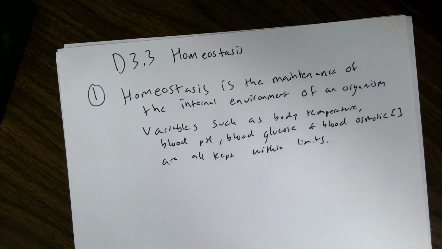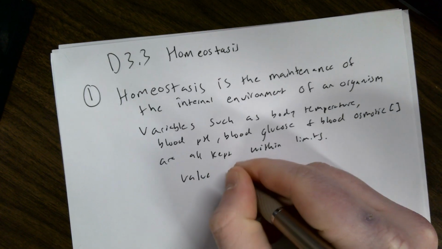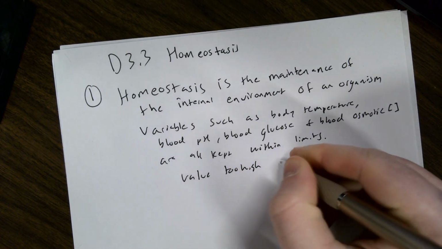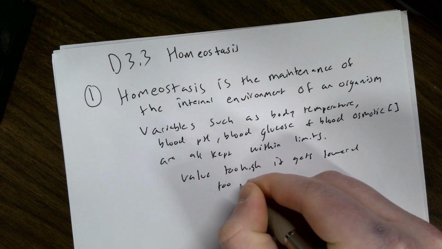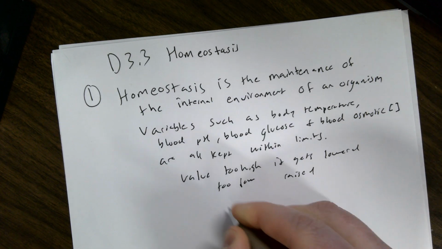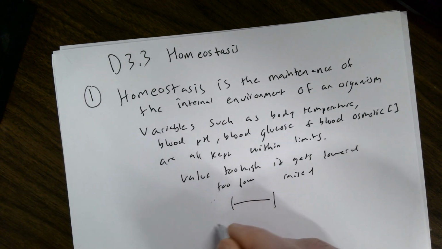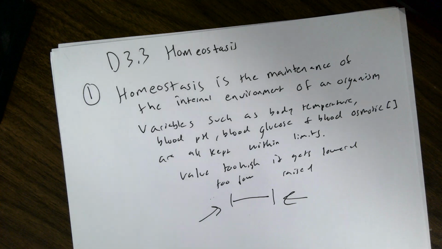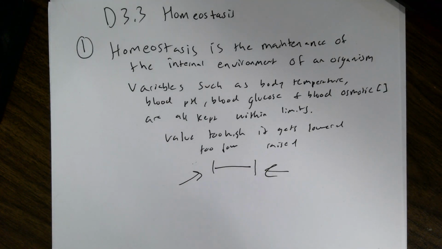So if it goes outside that limit, it will shift in one direction or another. If the value goes too high, it gets lowered. And if it goes too low, it gets raised. So you have this window where it should be. If it's over here, it'll go this way, and if it's over here, it'll go this way. So we maintain these variables within a limit. This is not true for all organisms, but this is true for all mammals, which regulate all of these.